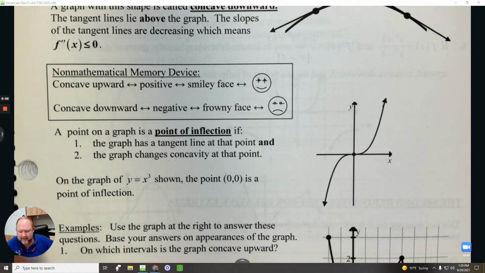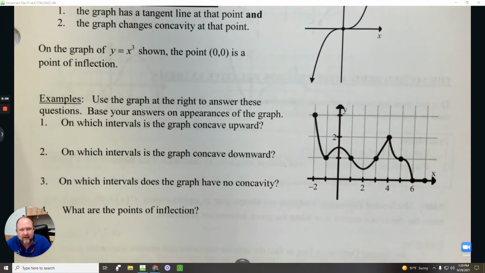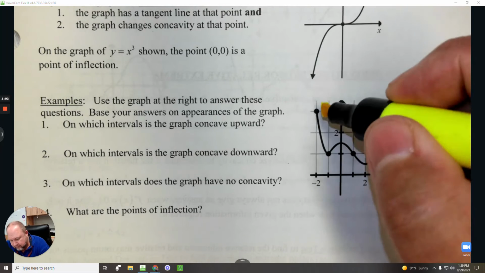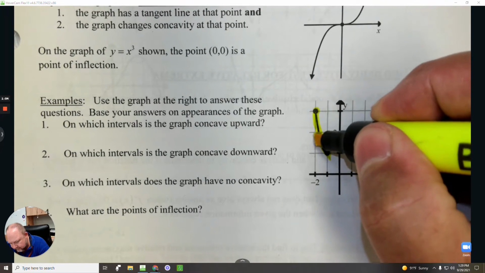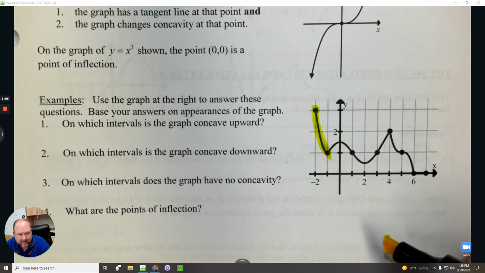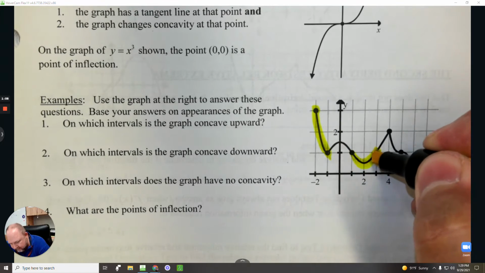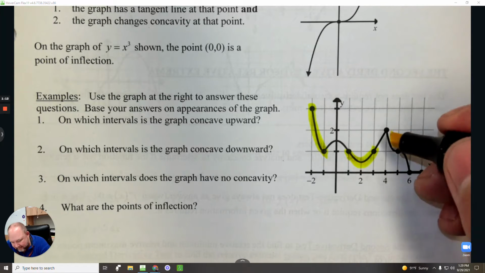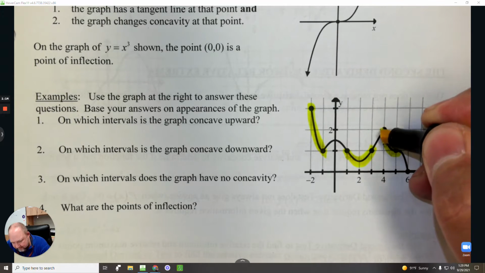All right, let's look at the graph. I want to know, looking off a graph, can you tell me concave up, down, or if there's no concavity? So I'm going to use yellow for concave up. So this first part of the graph is concave up. It's like half a smile. This is also concave up right here, as it is a full smile. And then the last part that's concave up is right there.